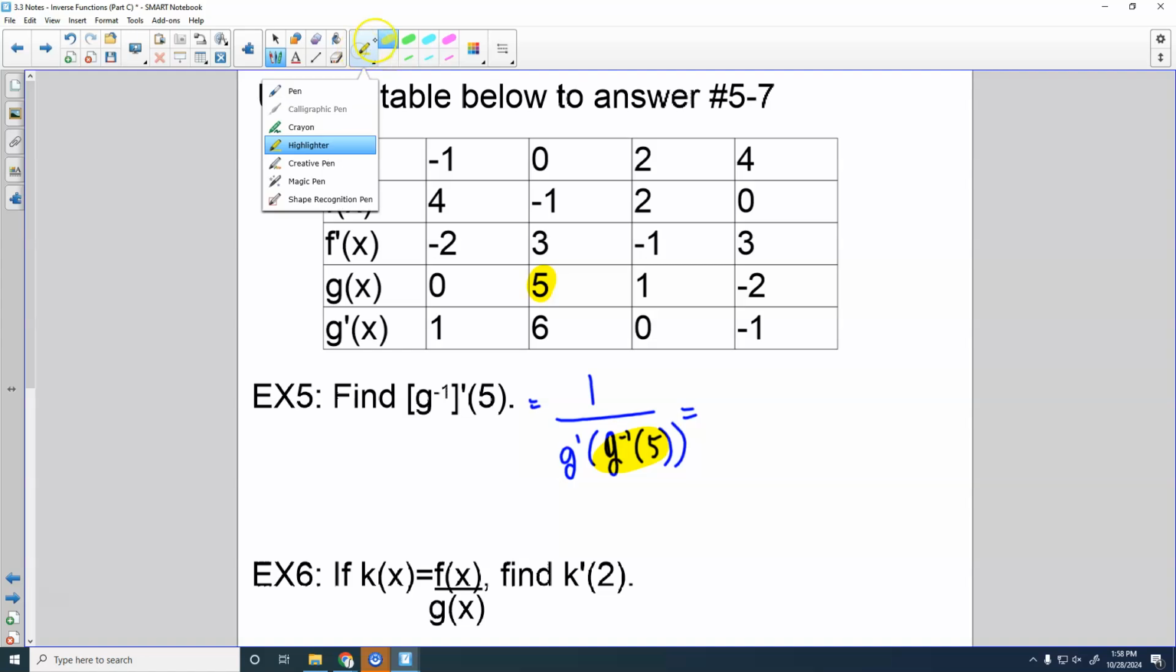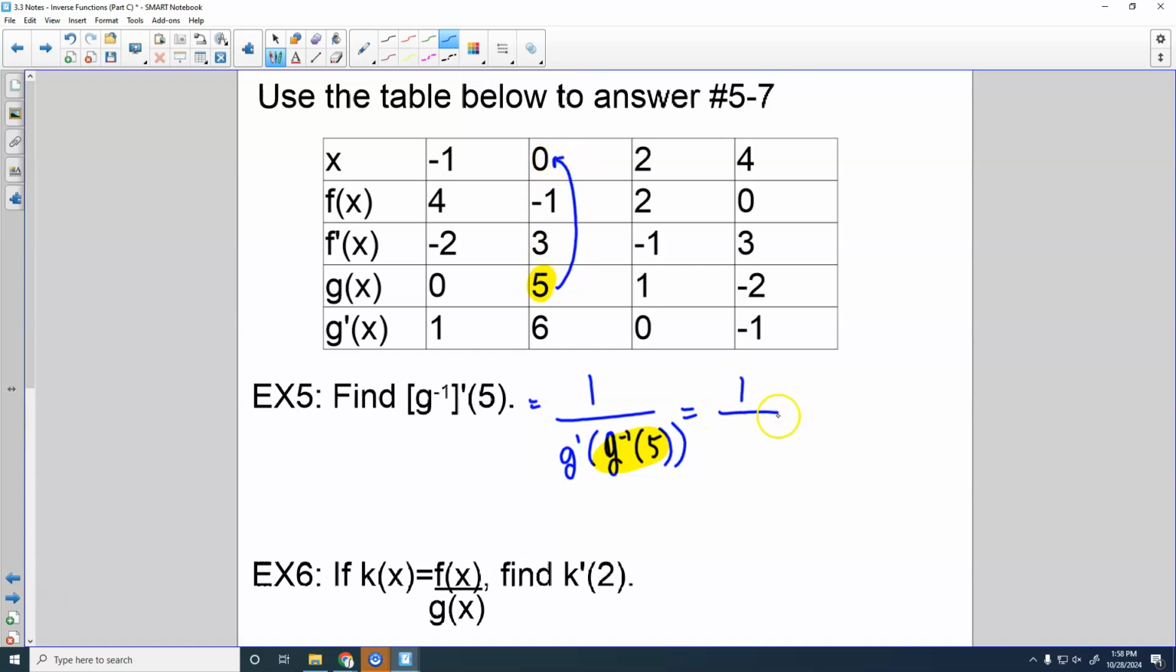So what is g inverse of 5? It is 0, because we'll go back up here. So we get 1 over g prime of 0. And what is g prime of 0? It is 6, so we get 1/6 for our answer.